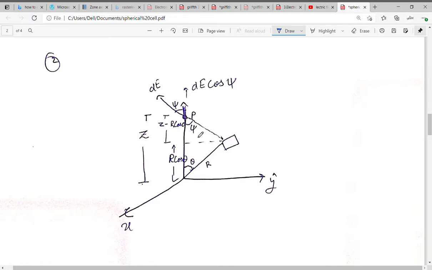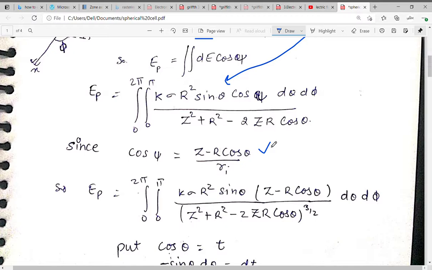this is angle psi. So cos equals A upon K. This is A, which means R, and this is the K. So Z minus R cos theta upon Ri. Okay, so this is the cos phi.